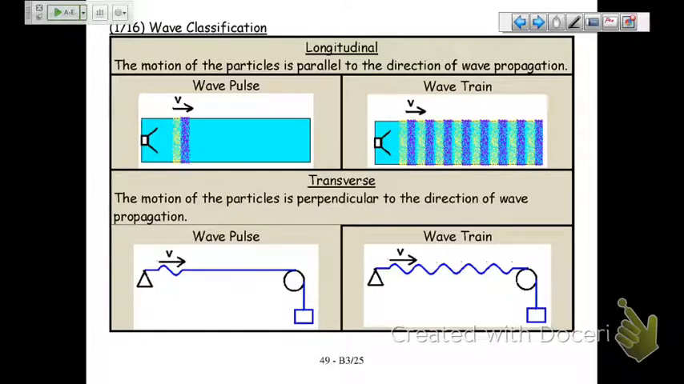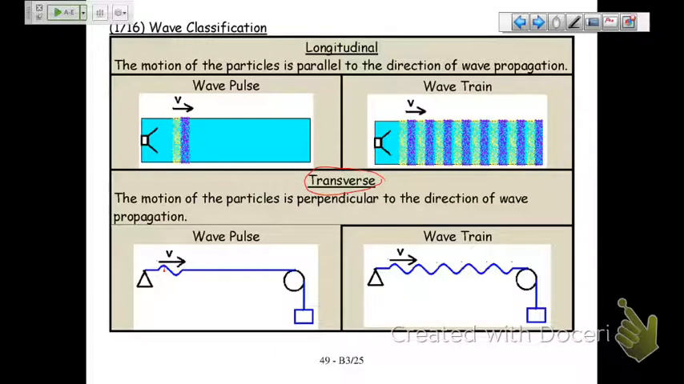So when that's the case, when the particle was at equilibrium, and then at this instant it's moved up, and it will go down again, and so on. That is a transverse wave. Transverse, crossing. So the motion up and down gives you energy going forwards.